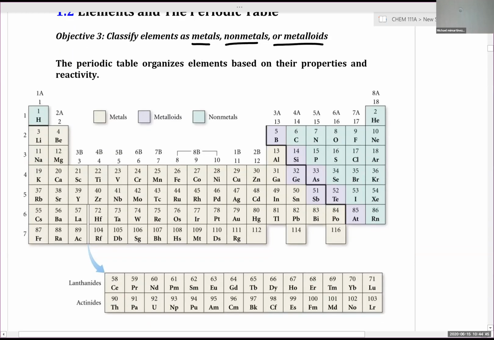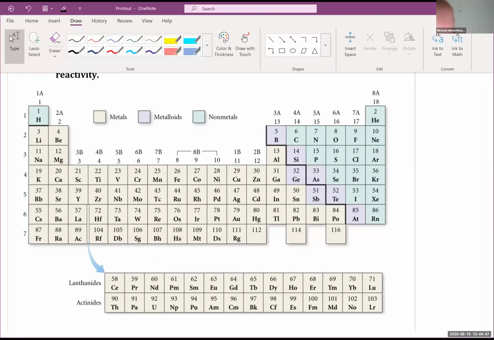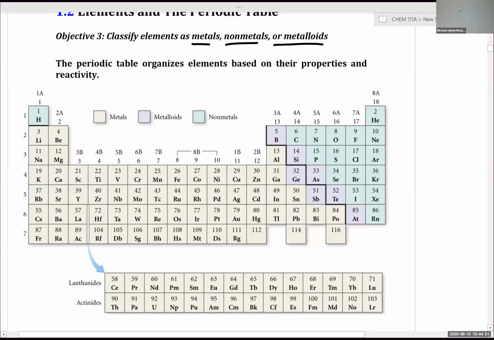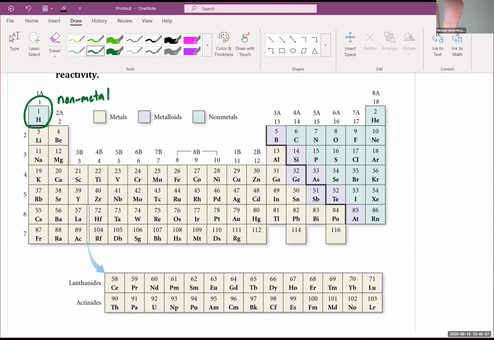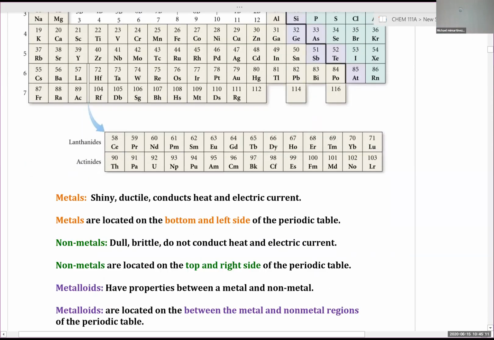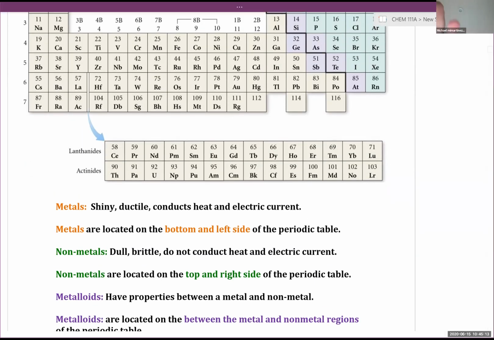Okay, so one thing I want to point out, and I just want to stick in the back of your mind, is that hydrogen is a bit of an oddball. Hydrogen is a non-metal. Even though it's traditionally on the metal side of the periodic table, hydrogen is a non-metal. Okay, we'll use that fact in a moment. So let's talk first about our metals.